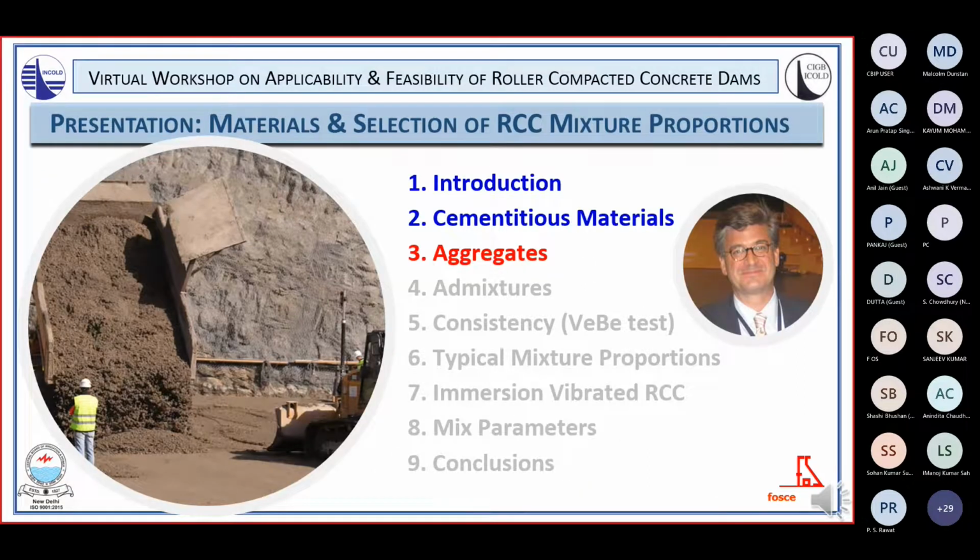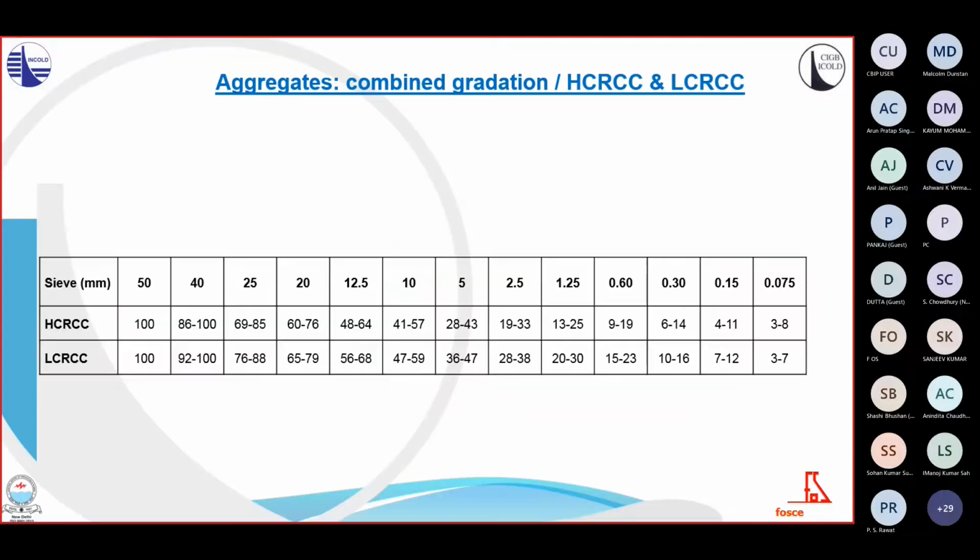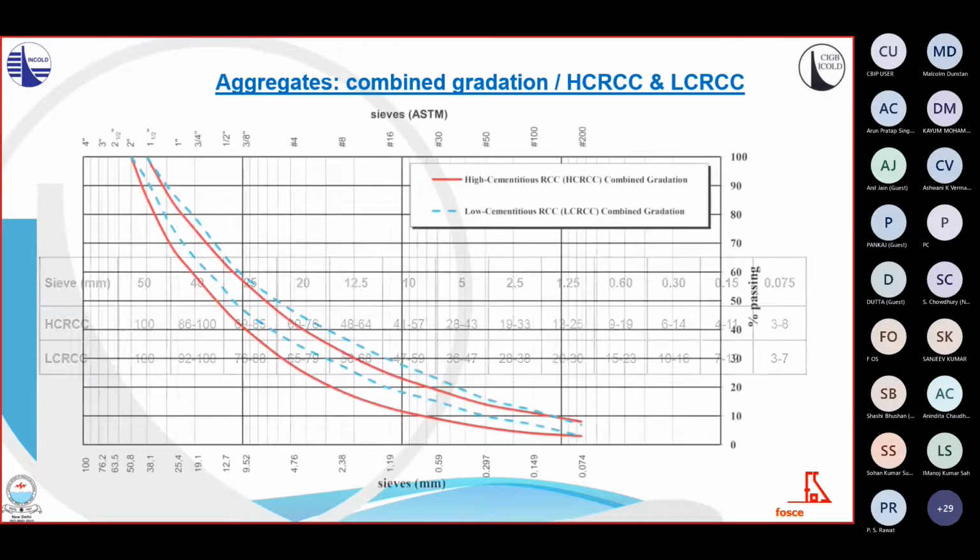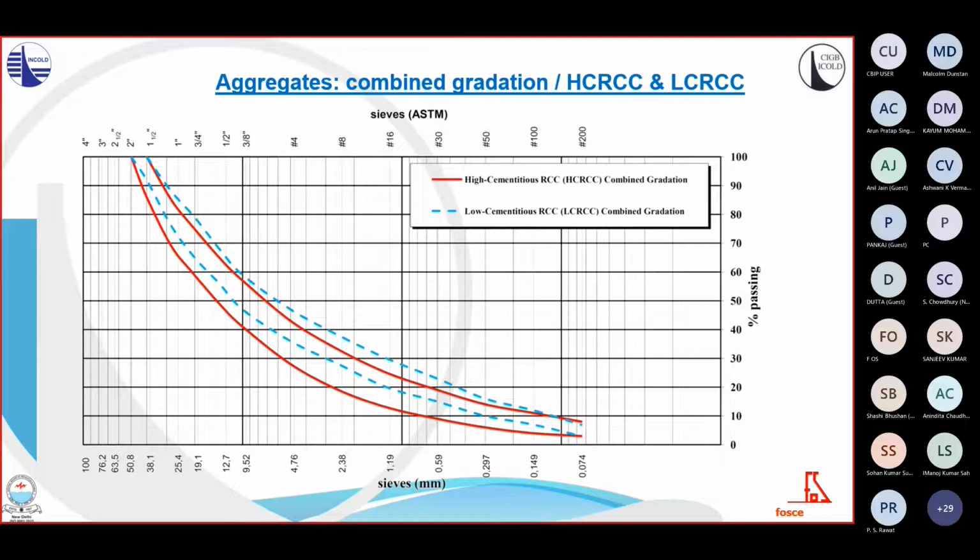Aggregates. Let's have a look at the combined gradations of the aggregates for RCC. The typical combined gradations ranges of aggregates used in high and low cementitious RCC mixes are indicated in the table. And we have also represented them in this figure. In red one, you have the high cementitious RCC, and the blue dotted is the low cementitious RCC mixes.